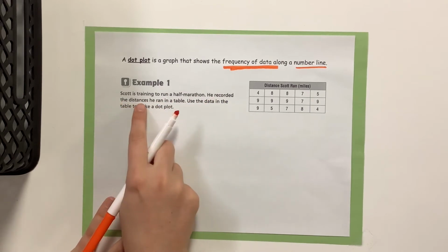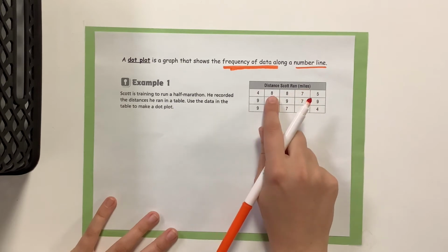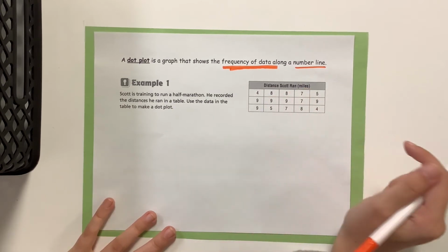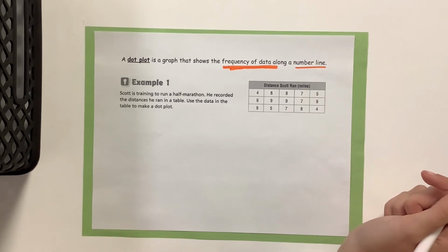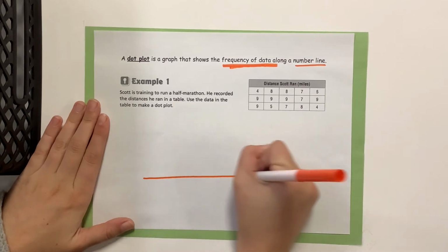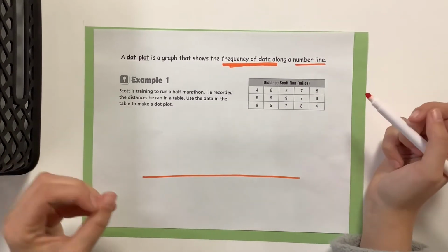He recorded the distances he ran in a table. So one time he ran 4 miles, another time he ran 8 miles, another time he ran 8 miles. Use the data in the table to make a dot plot. So we're going to do this very similar to the frequency table, but instead we're going to do a number line. And we're going to find the least amount of miles he ever ran.